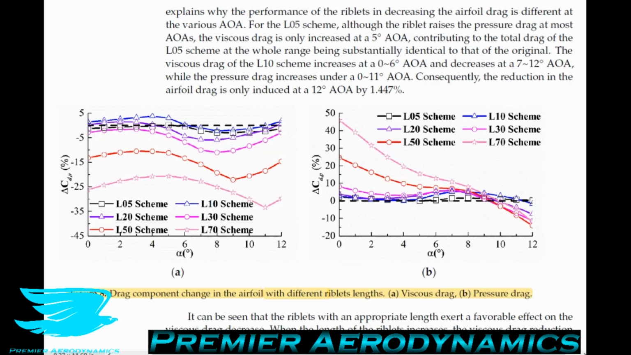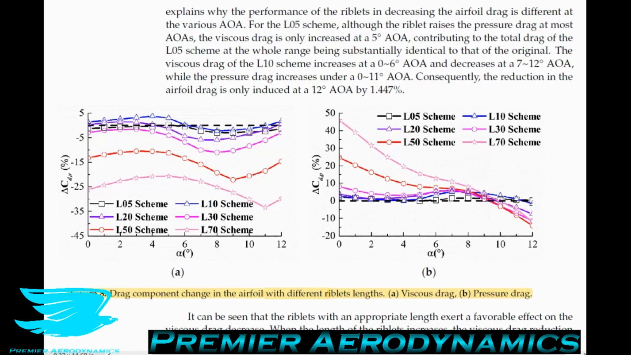although the riblets raise the pressure drag at most angles of attack, the viscous drag is only increased at 5 degrees, contributing to the total drag of the L05 scheme, the whole range being substantially identical to that of the original drag. So in other words, there is a slight increase in the pressure drag, but the friction drag often overrides that, so the net result is nothing.